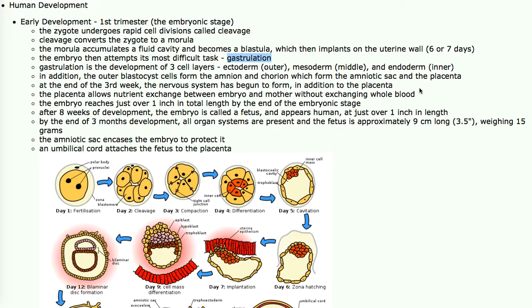So by the 3rd week, the nervous system has become deformed. The placenta is already there, allowing nutrient exchange. The embryo reaches just over 1 inch in total length by the end of the first 8 weeks. By the end of the 8 weeks, an embryo is then called a fetus, and it's just about 1 inch in length. By the end of the first 3 months, all organ systems are present, and the fetus is approximately 3.5 inches long, but it only weighs 15 grams.